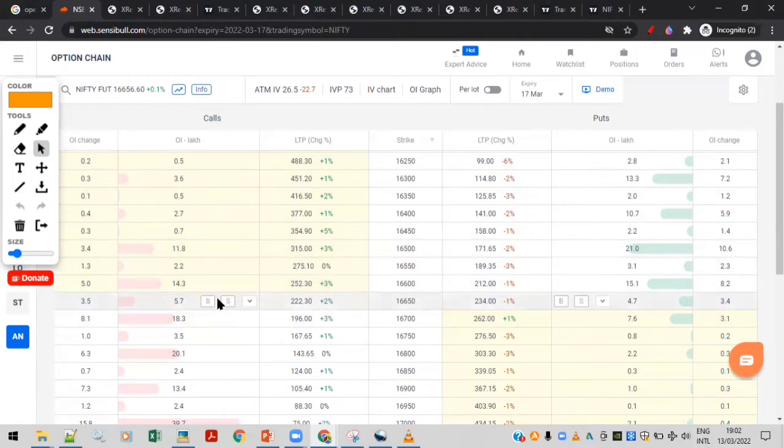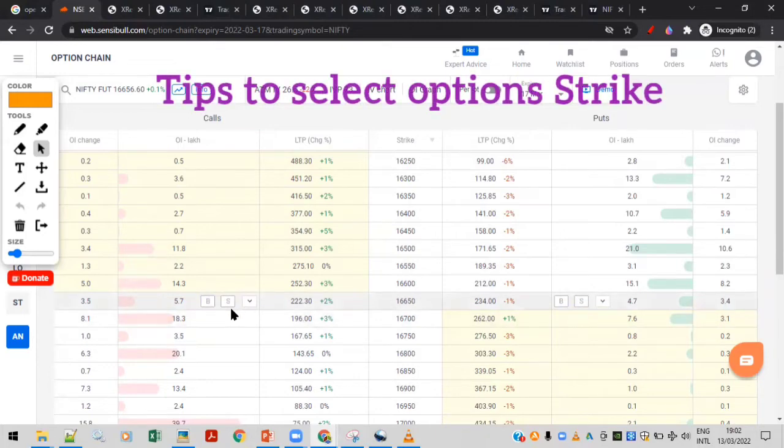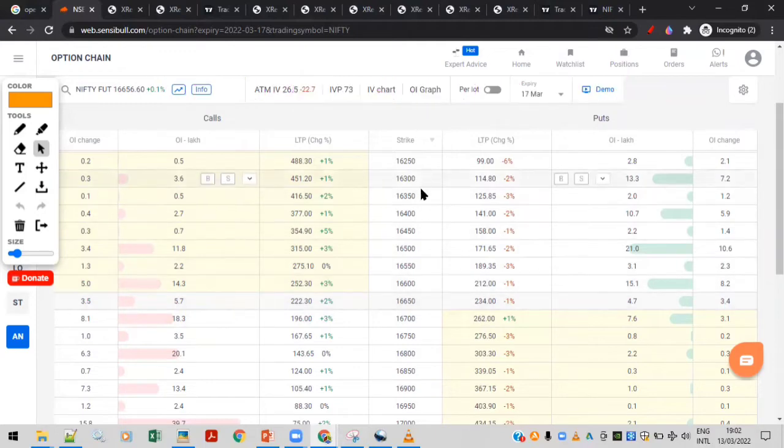Next thing we are going to discuss is the strike selection. Most of the time people select options that are, let's say, far out of the money. Whenever I say out of the money, currently the option future is trading at 16,650. So the 16,650 strike is called the at-the-money strike.